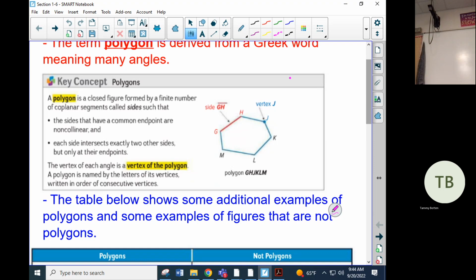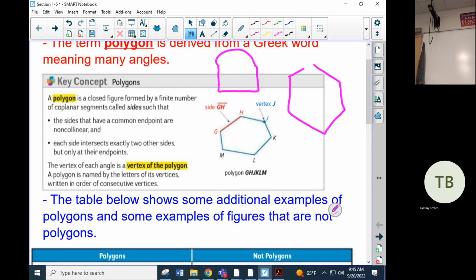And what I mean by that is you couldn't have something that looks like this, where these two sides don't meet. That would not be a polygon. As I said, everything has to be straight. So if you had a curved side at all, that would not be a polygon. Where the sides intersect are called vertices, or a singular would be a vertex. And then you have all of your sides. So this would be like side GH, HJ, and so on.